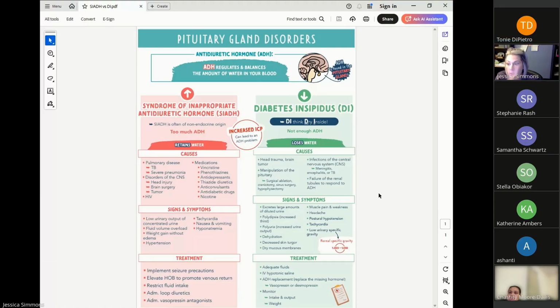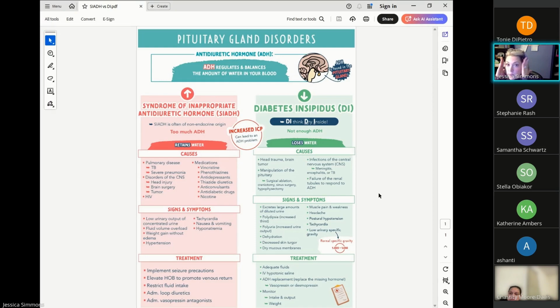Fluid volume overload, hypertension, weight gain without edema, tachycardia because your heart is working so hard to get that fluid throughout the body because there's just so much fluid, okay? Nausea, vomiting, hyponatremia. So remember, if you have hyponatremia, you need seizure precautions. Elevate the head of the bed because you don't want all of that pressure and edema going to the brain, causing increased intracranial pressure. That's why we elevate the head of the bed.